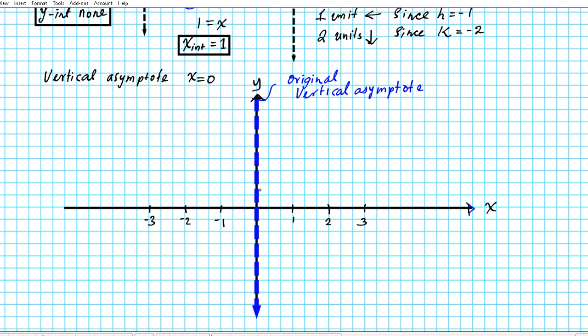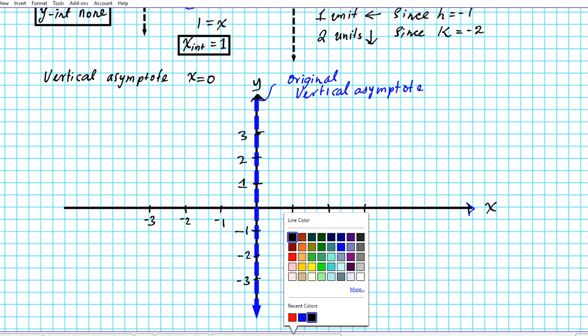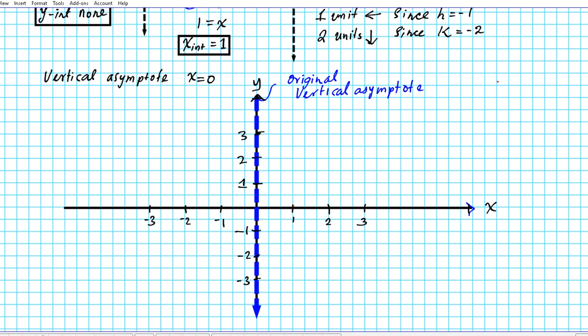And then I'm going to shift 2 units down. So let's call this 1, 2, 3, and then going down, negative 1, negative 2, and negative 3. So we have the vertical asymptote, and then let's go ahead and graph the x-intercept. I'm going to start with red for the original. The x-intercept is 1 right here.